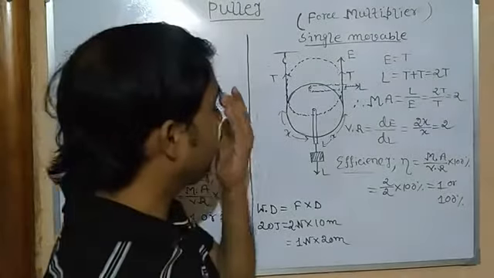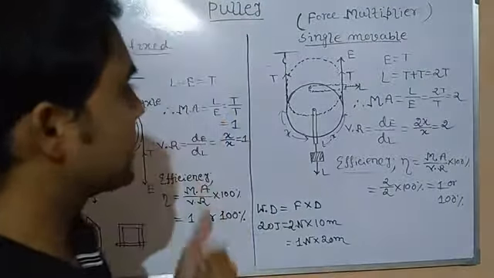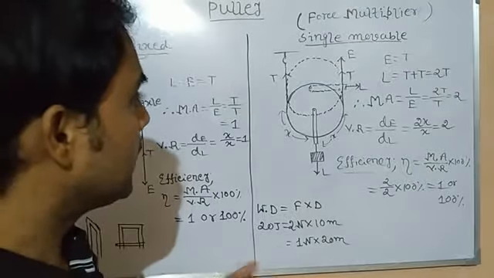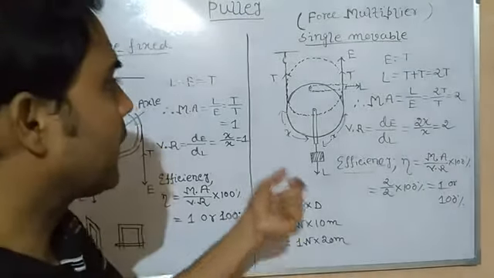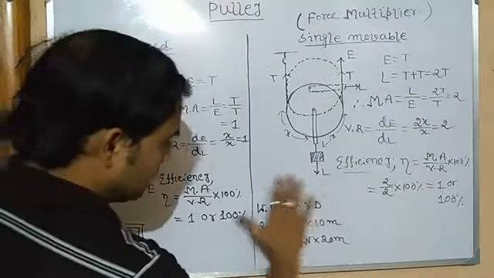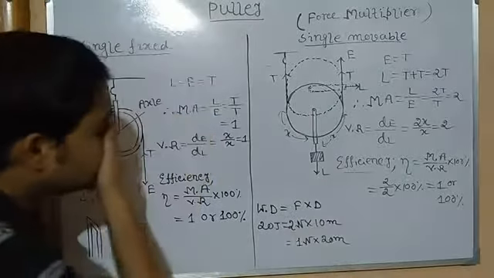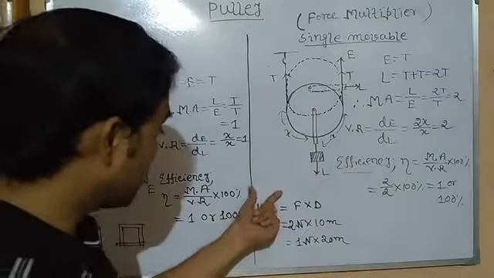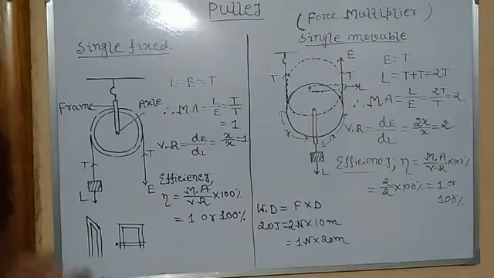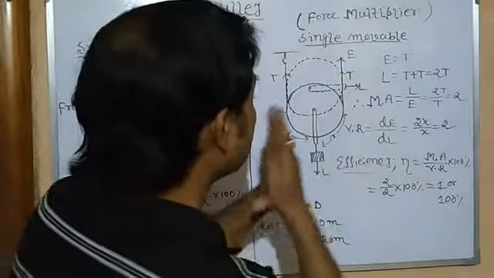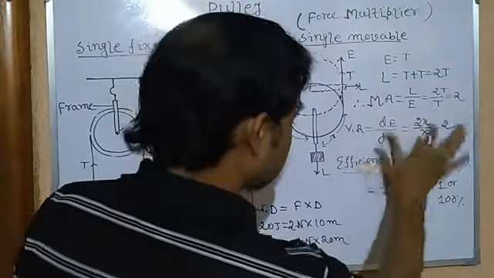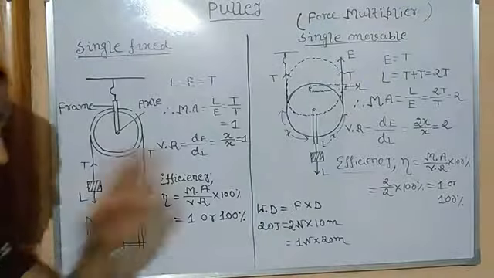But why, instead of applying effort in the upward direction against gravity, do we need to apply less force here to lift up a huge load? For that you need to focus on this expression. We all know that work done equals force into displacement. Clear? Now here you can see the distance travelled by the effort part is twice the distance travelled by the load.